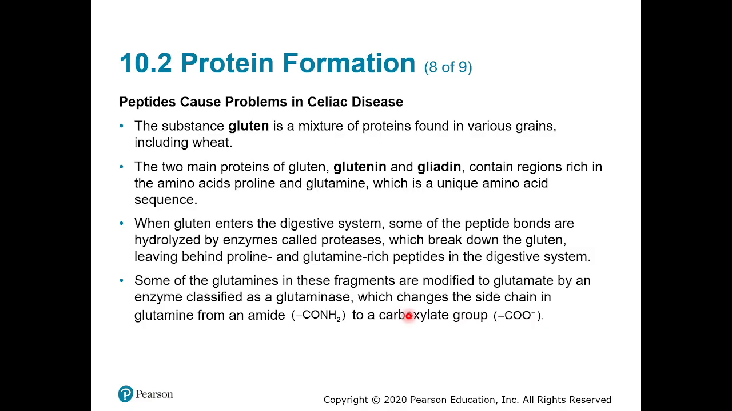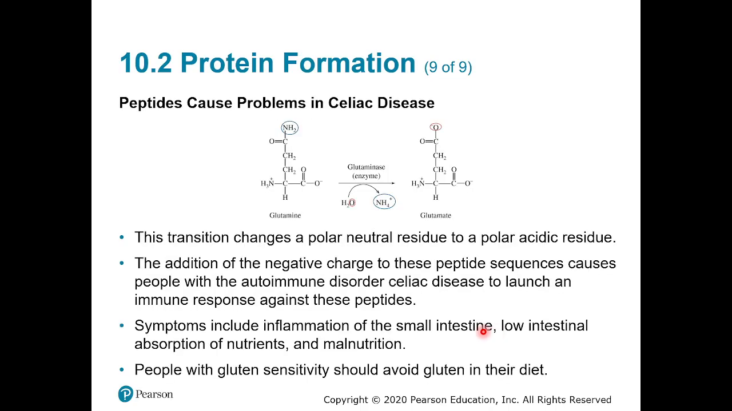Some of the glutamines in these fragments are going to be modified to glutamate by an enzyme that's classified as a glutaminase. Notice the glutamine portion right here, ase meaning an enzyme that acts on it. This is going to change the side chain in glutamine from an amide, right there, to a carboxylate group, which is that COO minus. And so that's what it would look like. So right here, glutamine, glutamate. And this is the enzyme that does that change. So that transition here is going to change a polar neutral residue to a polar acidic residue right there.